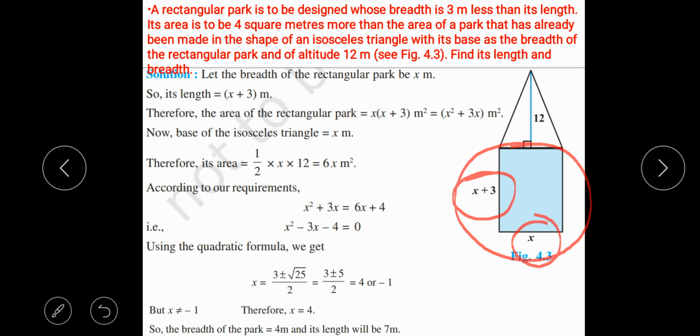Here we are given that the area of the rectangle is 4 square meter more than the area of this isosceles triangle, and the base of the isosceles triangle is on the rectangle. It means the base of the isosceles triangle is x only. Also we are given the altitude of this isosceles triangle. We have to find the length and breadth of this rectangular park.